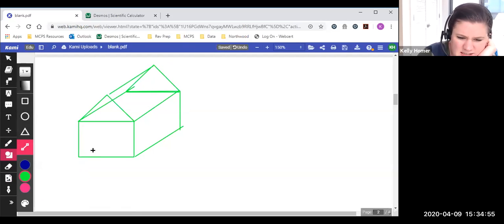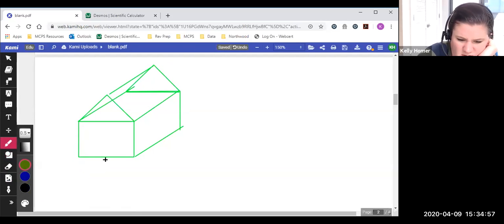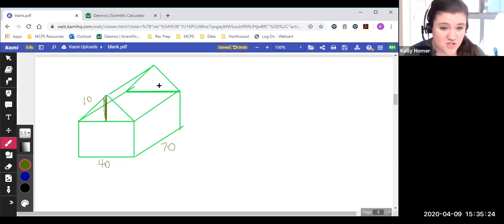Let's say this is 40 inches wide and 70 inches long. We'll say the roof is 10 inches high, to make my life easier. There is a slant height I could figure out, but I'm not going to make it up; it's not important right now since I'm not using it. We'll add some more dimensions to this after.